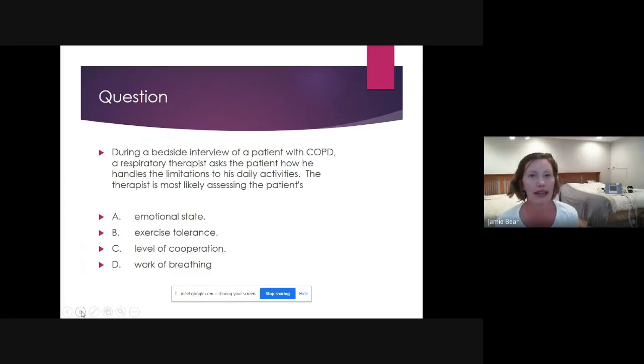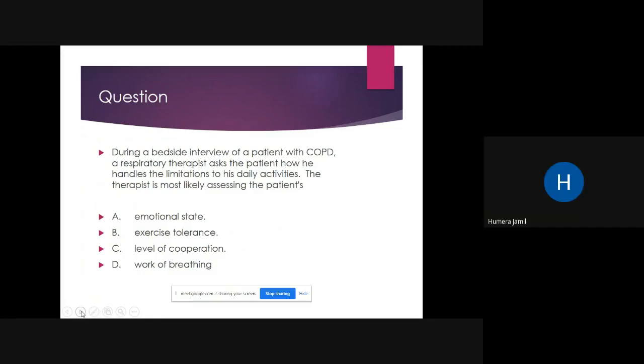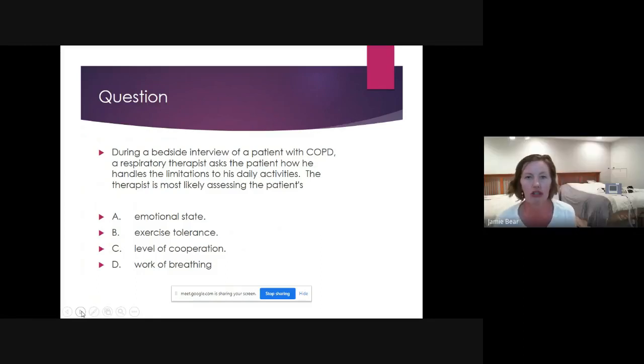During a bedside interview of a patient with COPD, a respiratory therapist asks the patient how he handles the limitations to his daily activities. The therapist is most likely assessing the patient's... It's A, emotional state. Emotional state, A. Good.